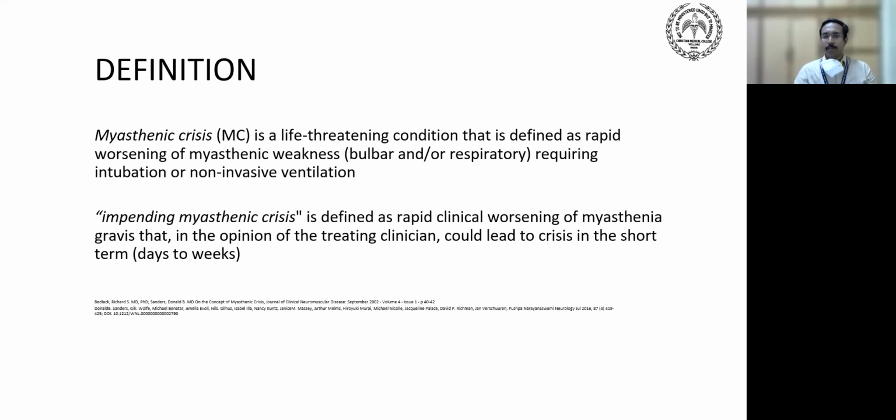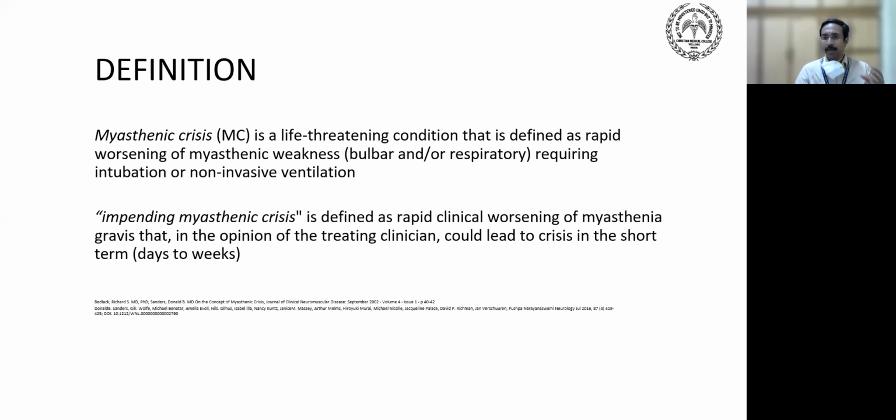They have significant bulbar and respiratory weakness, which requires immediate admission to ICU, intubation, or non-invasive ventilation. This impending myasthenic crisis is what we need to pick up clinically, because once they go into myasthenic crisis, it's like a crash. Once they reach there, the improvement takes a long time. The whole goal of every myasthenia gravis management is to pick them up when they are just going down.